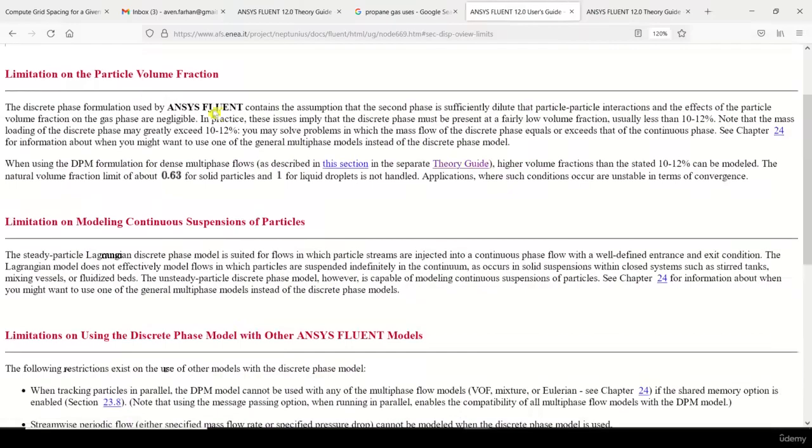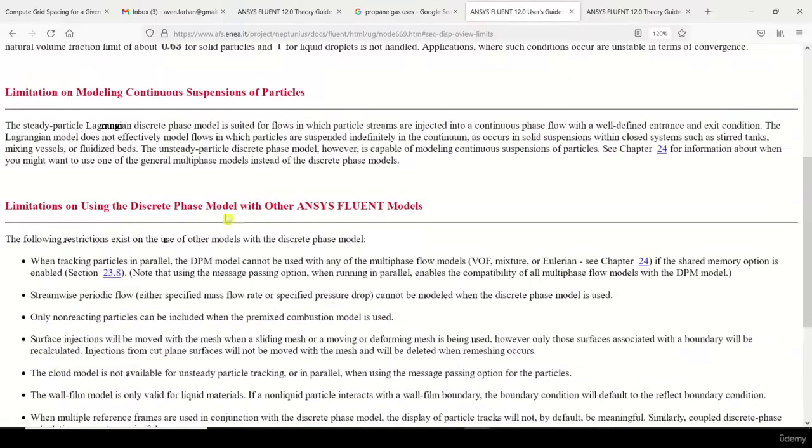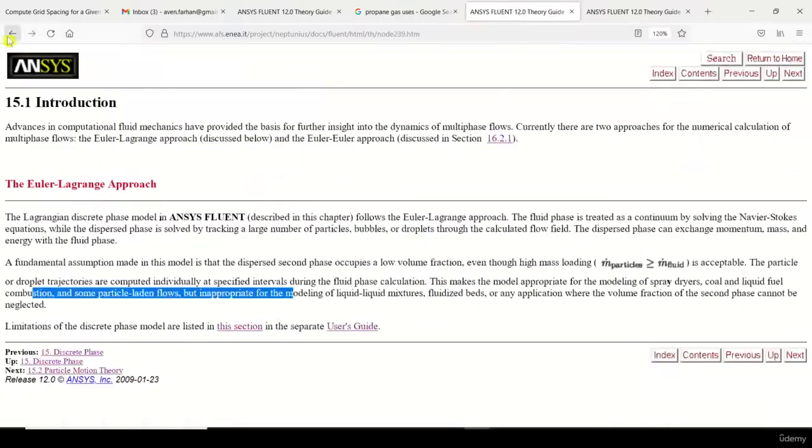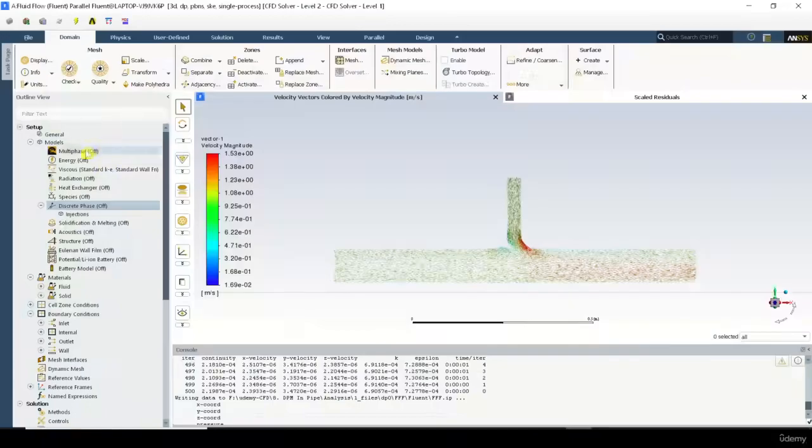The limitations include limitations on particle volume fraction, limitation of modeling continuous suspension of particles, and limitation on using the DPM with other ANSYS models, right? Obviously, in ANSYS Fluent, there are plenty of models present over here. You will be having the multi-phase models, the energy, the viscous turbulence, the radiation, heat exchanger, species, DPM, etc. Each of these models has its own benefits and its own limitations. So it is upon the user to consider those limitations or applications and perform their job. That is what we are going to do at this stage.